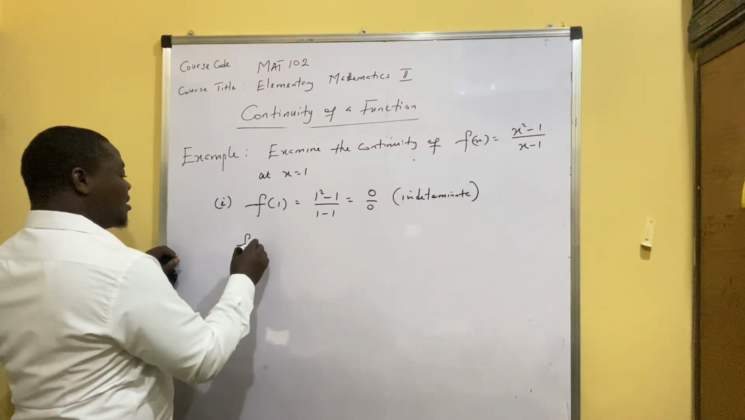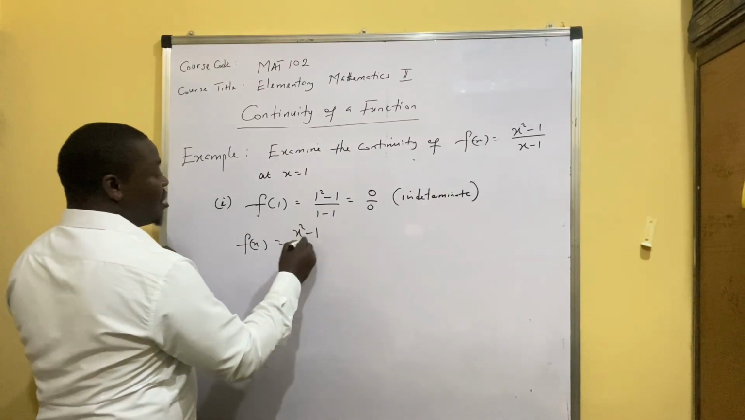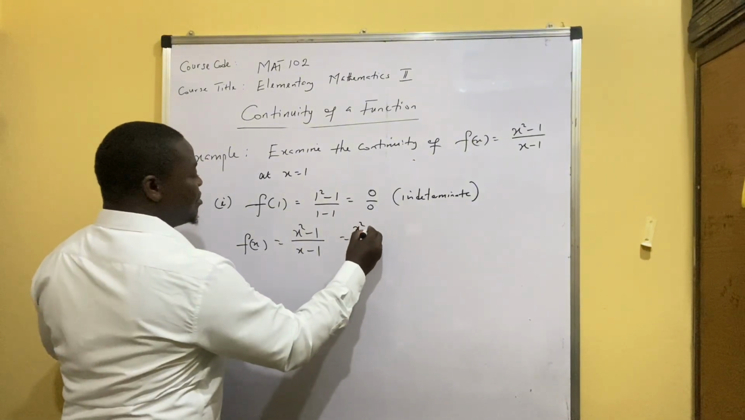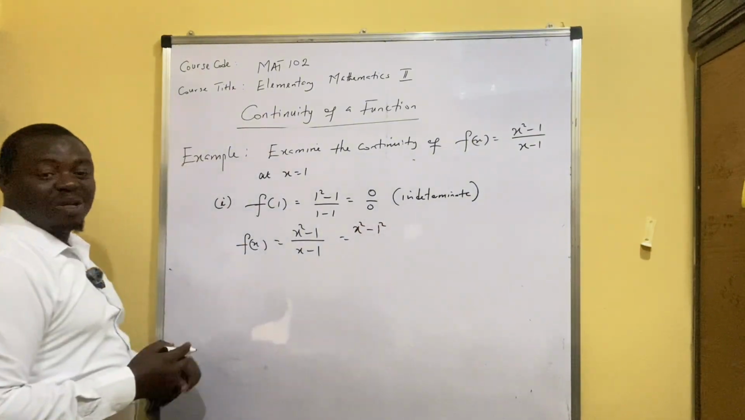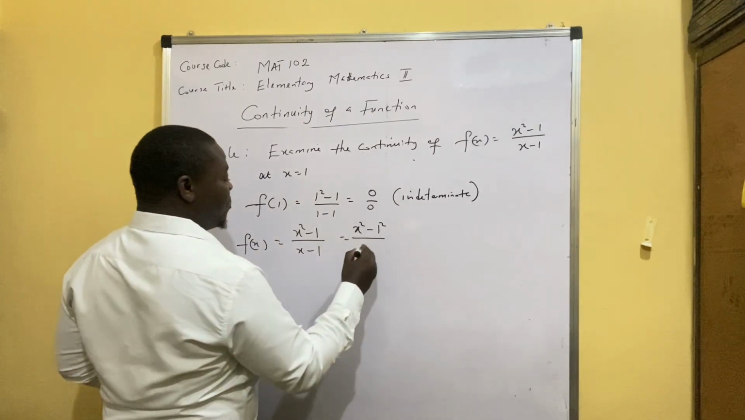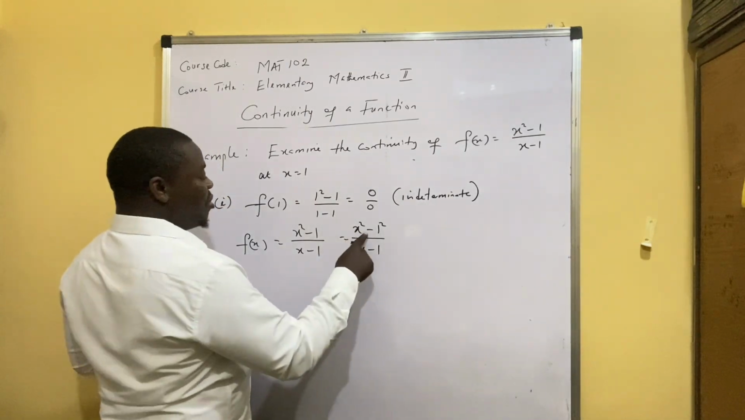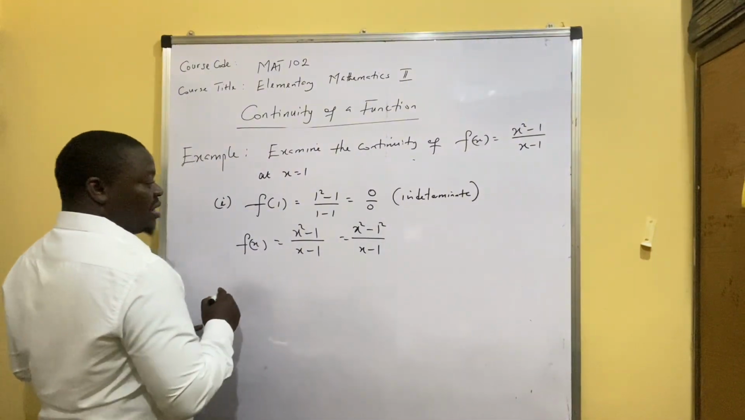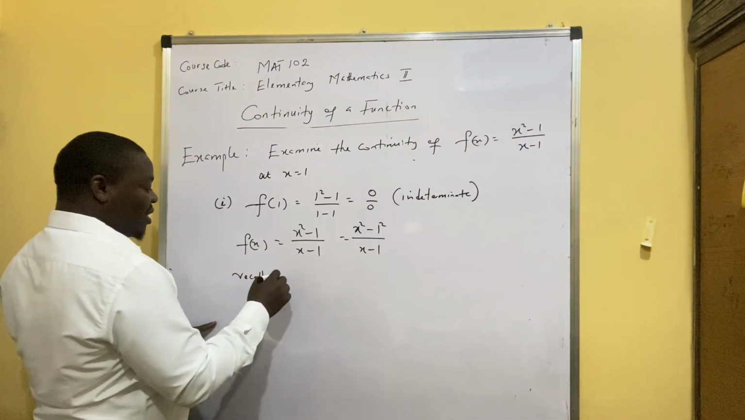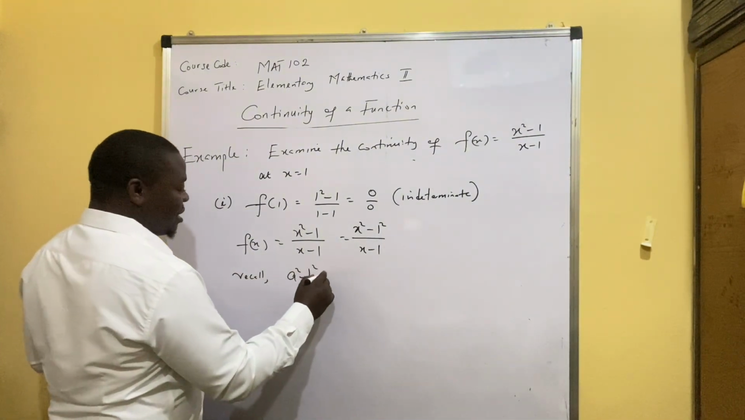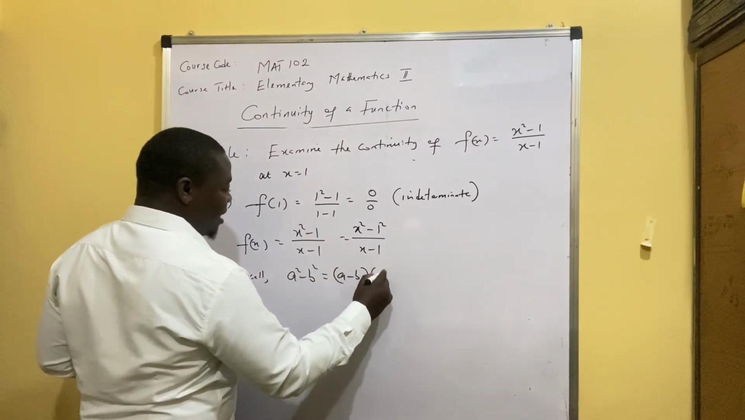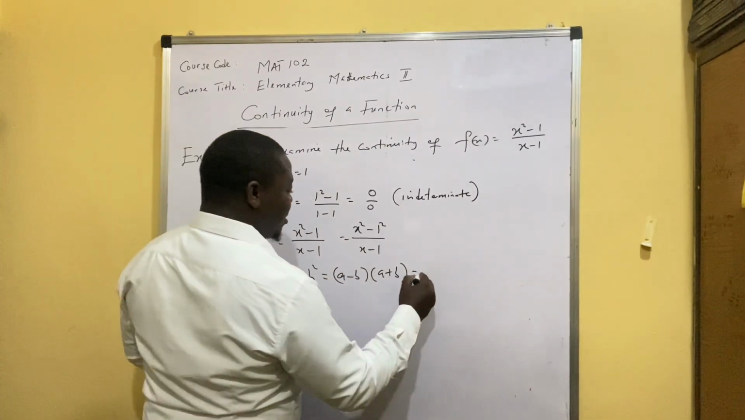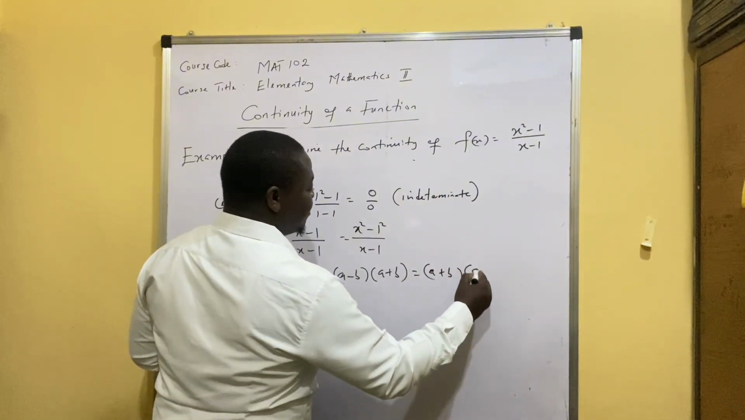Our f of x, which is equal to x squared minus 1 over x minus 1, can be written as, if you look at what we have here, x squared minus 1 squared. Remember that 1 squared is still the same thing as 1, over x minus 1. So what we have here now is a difference of two squares. This is a square, this is another square. So we recall that anytime you have that, a squared minus b squared is equal to a minus b times a plus b. If you wish, you can write a plus b first, then multiply by a minus b.